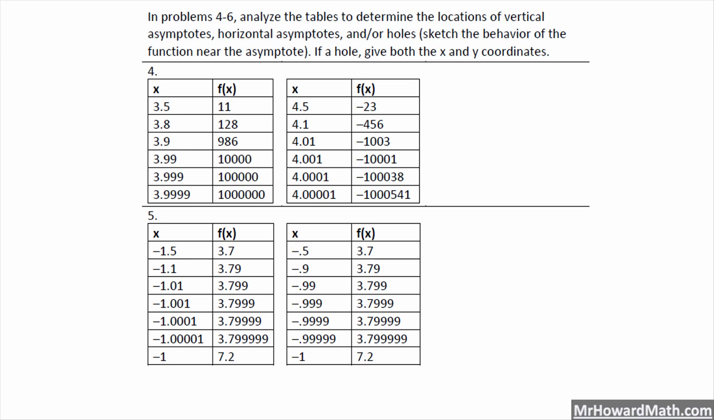All right, problem 4 on the review. We're looking at these tables to determine where we have vertical asymptotes, horizontal asymptotes, and or holes, and then sketching the behavior near that asymptote. If we have a hole in the graph, we have to give both the x and y coordinates. Looking at number 4, x is approaching 4 here and x is approaching 4 here, and the f of x values are approaching positive infinity here and negative infinity here. Going off of the left-hand table, x is approaching 4 as f of x approaches infinity. The table on the right tells us x is approaching 4 as f of x approaches negative infinity. So the f of x values are approaching either positive or negative infinity.